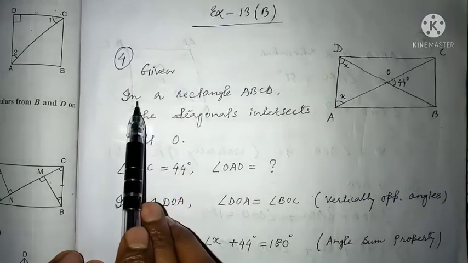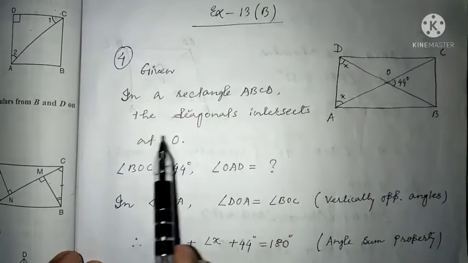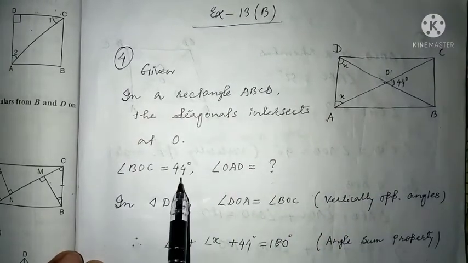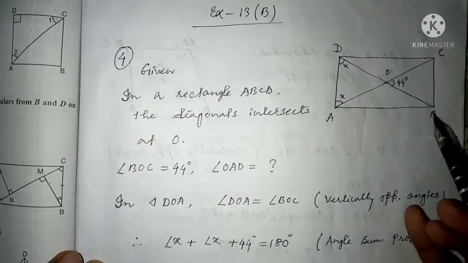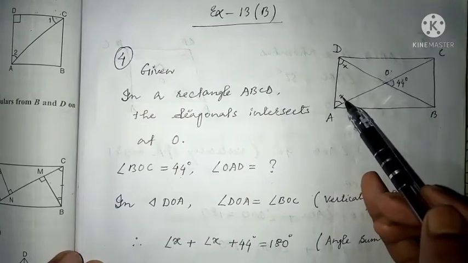So what we are given: ABCD is a rectangle. The diagonals intersect at O. Again BOC is given to us as 44 degree. Then OAD, that means I need to find out this angle.